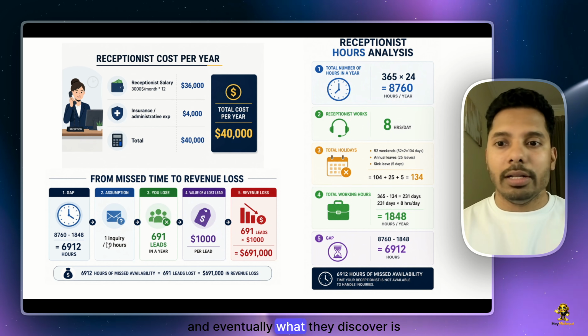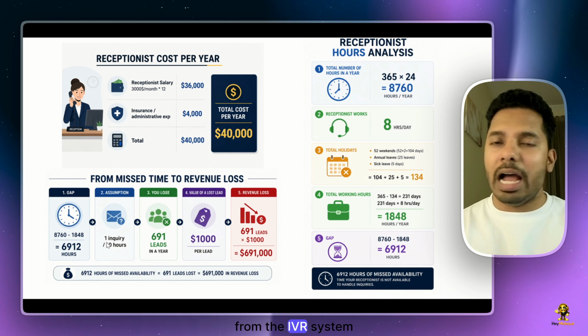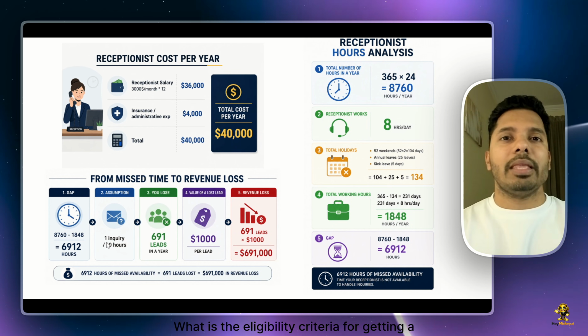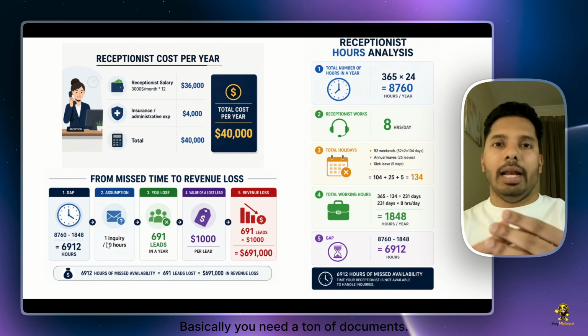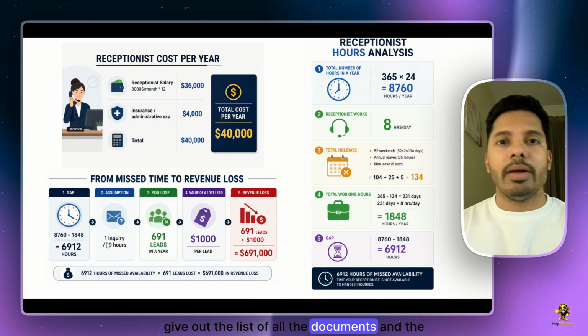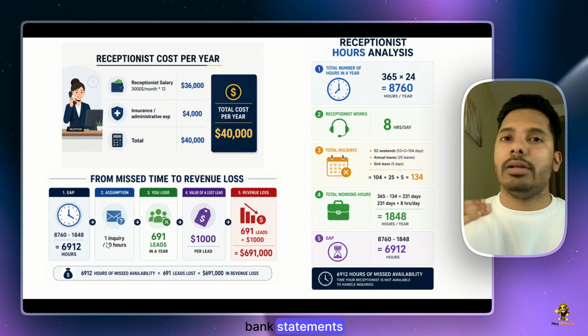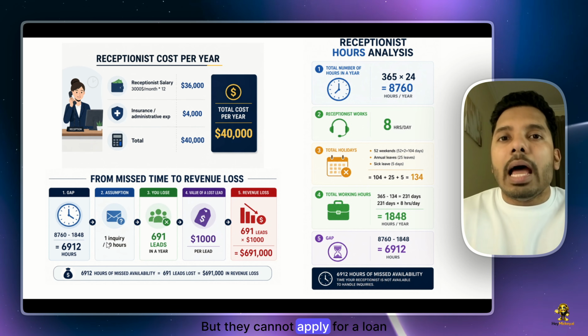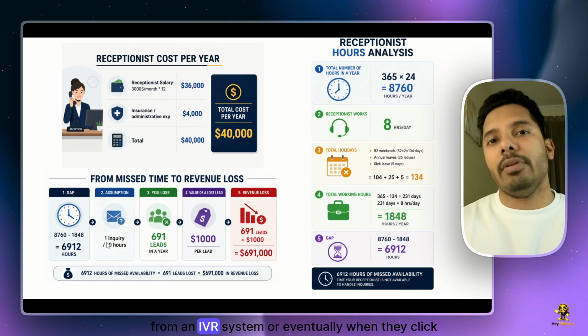And eventually what they discover from the IVR system is the eligibility criteria for getting a loan. Basically, you need a ton of documents, so you just give out the list of all the documents and the criteria, bank statements, and all this information to get a loan. But they cannot apply for a loan from an IVR system.